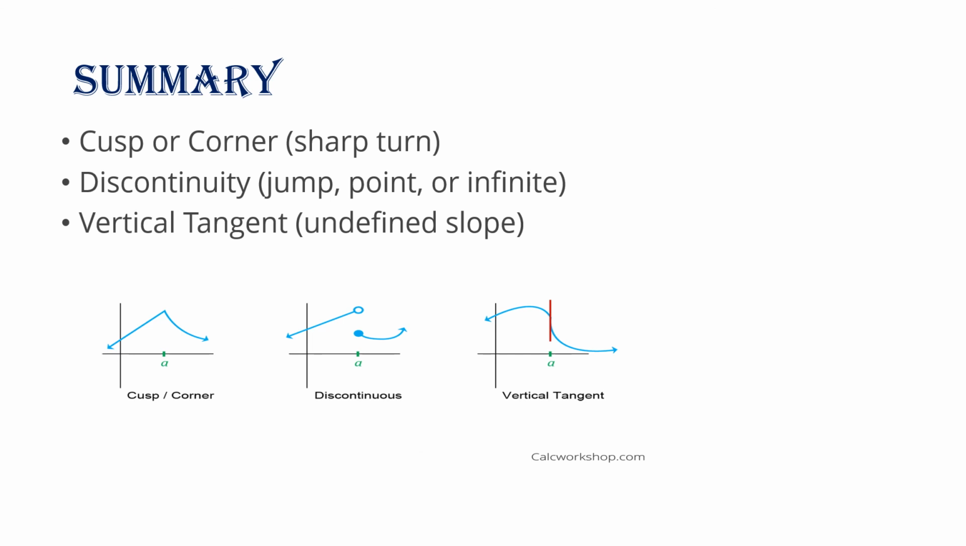Let me again summarize. If a cusp or corner is there, or sharp turns are there, then the function is not differentiable. If we have points of discontinuity, then again the function is not differentiable. If we have vertical tangents, then again the function is not differentiable. And one more thing, if the function is not defined at that point, then also the function is not differentiable.